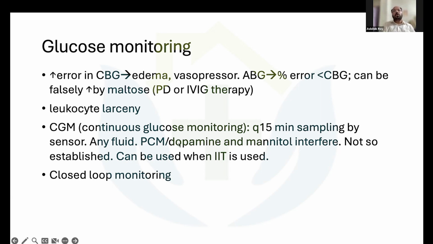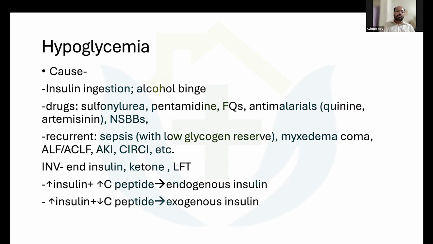Drugs like paracetamol, dopamine, and mannitol interfere with the readings of this technique. So not much in vogue. I don't think CGM can be asked in a question, but just to remember the techniques, CGM, or continuous glucose monitoring, is a newcomer technique. And there is closed loop monitoring, AI based, where you have a particular sugar level, based on that you have an algorithm, and then the insulin is automatically adjusted or reduced based on the sugar levels.